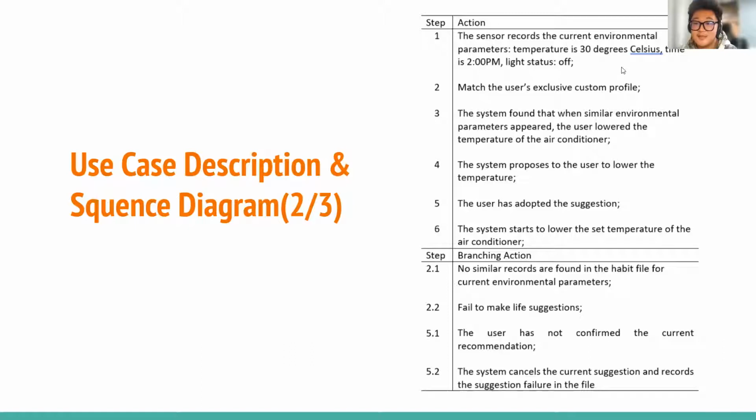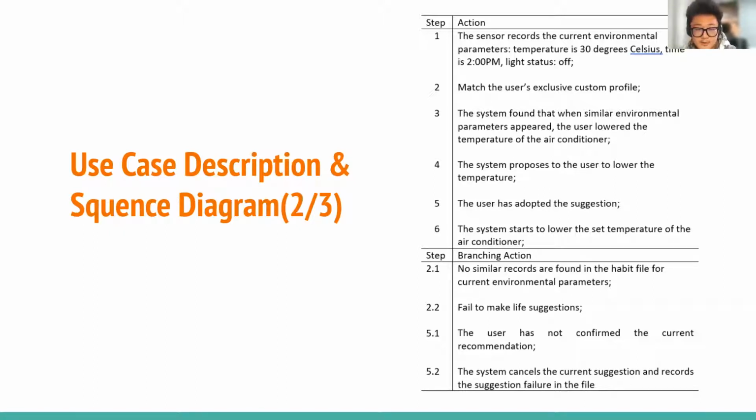The system found that when similar environmental parameters appeared, the user lowered the temperature of the air conditioner, for example, and the system proposed to the user to lower the temperature. It's quite like a command, and the user will decide whether to accept the suggestion. When he accepts it, the system will set the lower temperature and record this again.